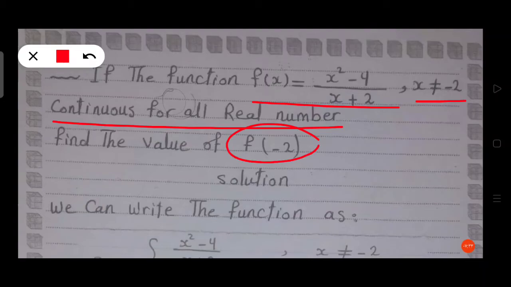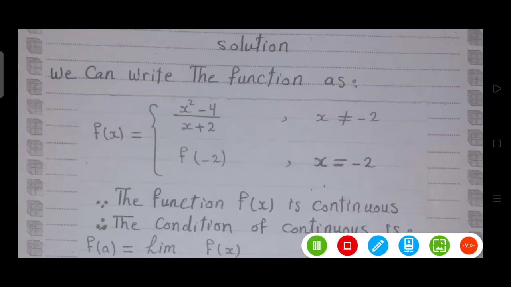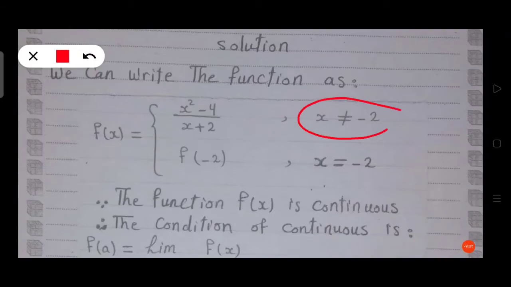This function we can deal with in this form. We should write it in the standard form for the function, as we will study the continuity for it. We can write this function in the form: the function is equal to x squared minus 4 over x plus 2 at x not equal negative 2, and at x equal negative 2 it will be f of negative 2.